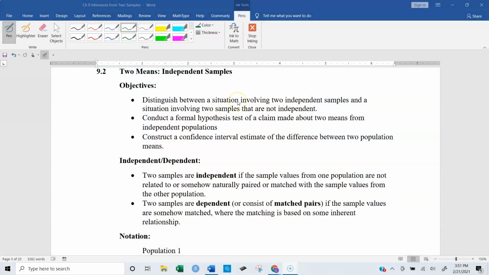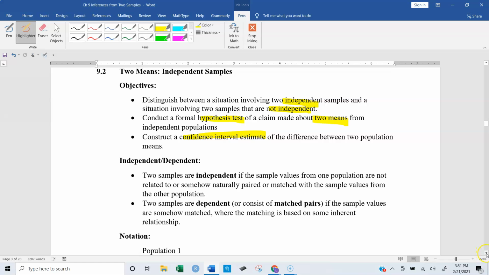All right. When you are looking at these different ones, we have to distinguish between independent and dependent, not independent. We are going to make a hypothesis test about two means, and we are going to construct confidence intervals. Nothing different than we've done in the past.